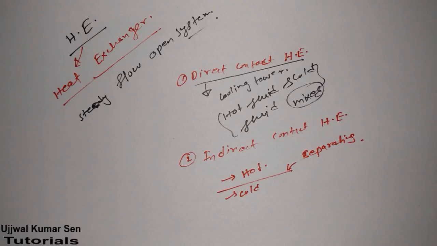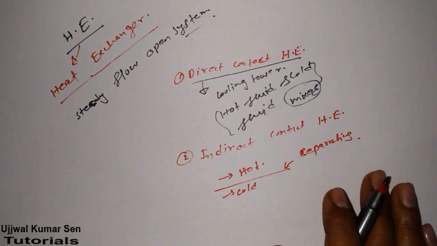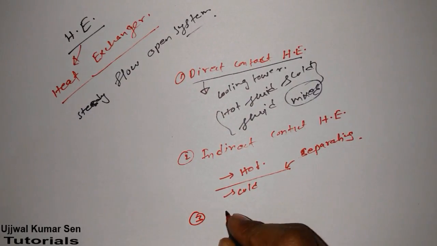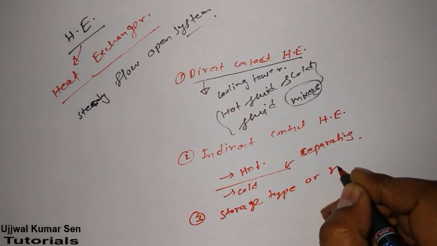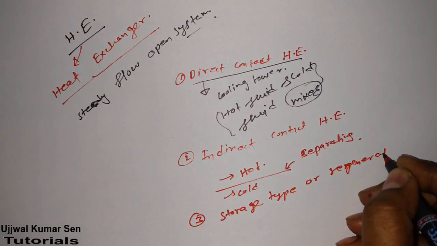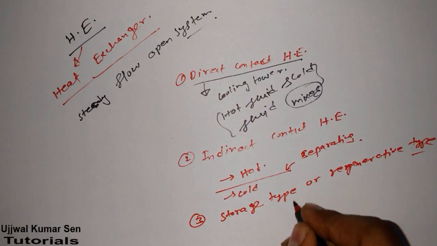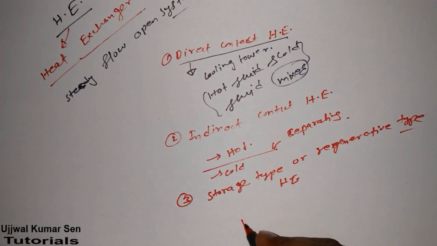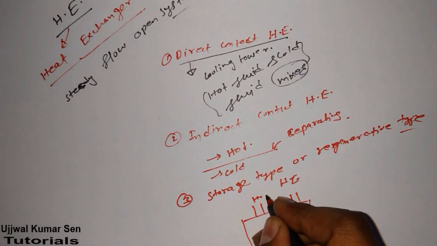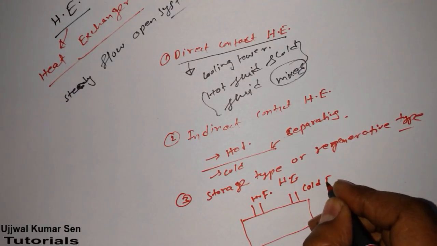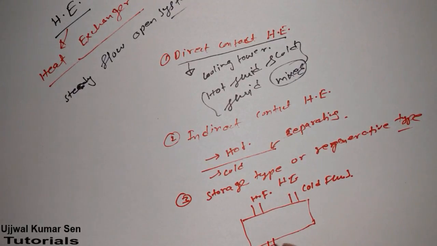Now another example, which is most important as well as crucial, is the regenerative type, or maybe storage type, heat exchanger. Let me share with you a diagram so that you can understand it properly. Hot and cold. Suppose that hot fluid is entering here and cold fluid is entering here, and cold fluid is exiting here and hot fluid is exiting here.